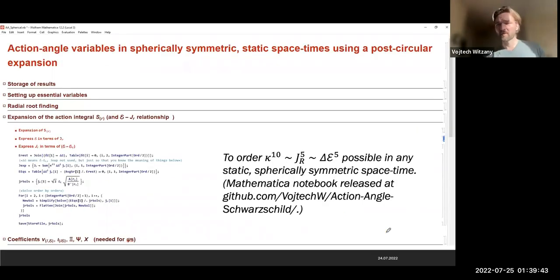I will not go through the technical details there. I will just tell you that to order eccentricity 10th, I have implemented this actually in a completely general spherically symmetric static spacetime. So take any modified gravity, find your spherically symmetric solution in there, and you can plug and play and get action angle coordinates in that spacetime. You can test Einstein gravity with deviations of fundamental frequencies. It is all there, the tools, you can find it on my GitHub.